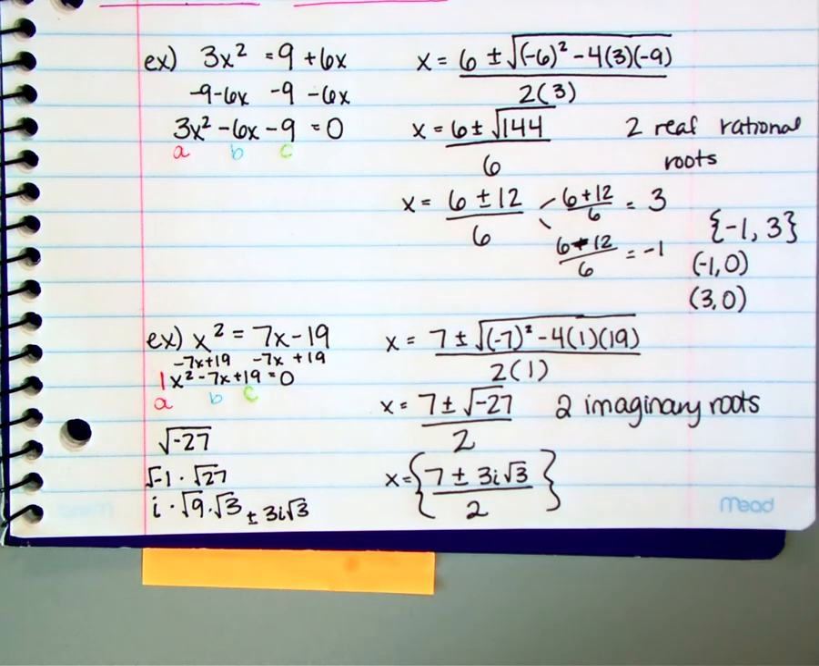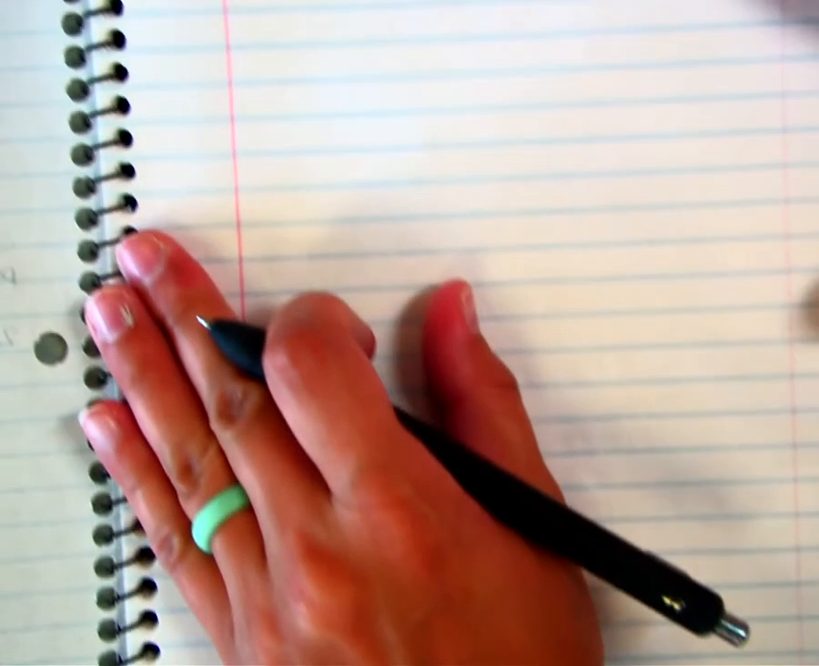So that means that it doesn't cross the x-axis, but it technically does have those imaginary solutions. All right, we'll look at two more examples.